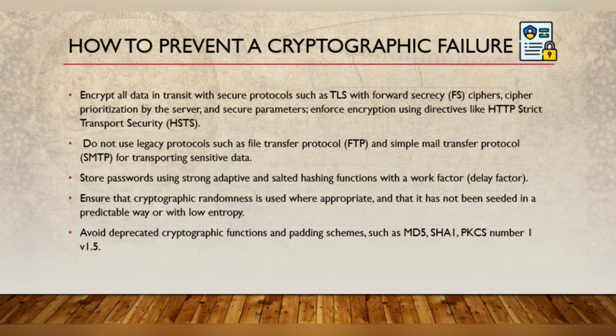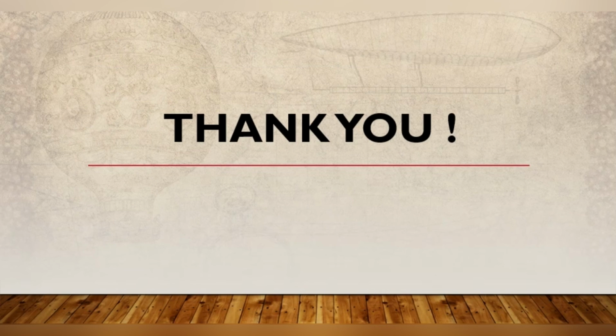Store passwords using strong adaptive and salted hashing functions with a work factor. Ensure that cryptographic randomness is used where appropriate and that it has not been seeded in a predictable way or with low entropy. Avoid deprecated cryptographic functions and padding schemes such as MD5, SHA1, PKCS version 1.5. So these are the preventions, and we can say mitigations, for cryptographic failure. By using this, we can avoid our web application being vulnerable to cryptographic failure.